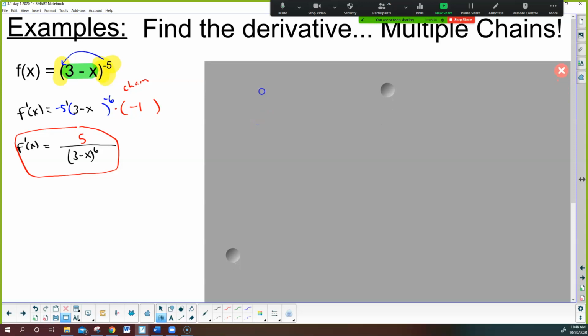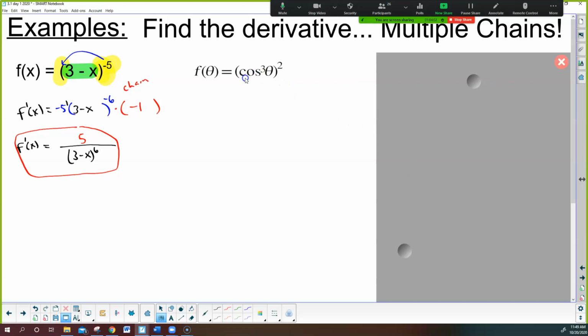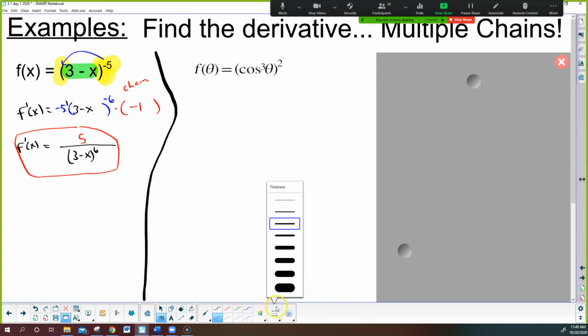That's it. What about this one? And I don't love this problem because you can actually do it a different way. I wouldn't directly use the chain rule here, but we're going to do it just so you guys can see how it works. So, and again, watch my notation.